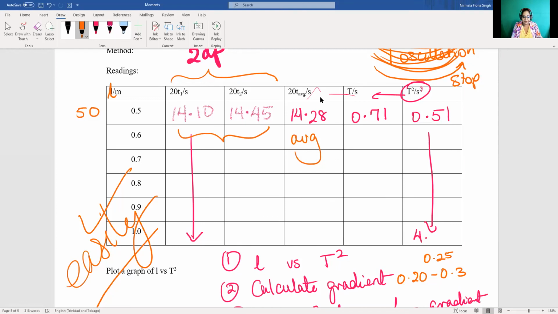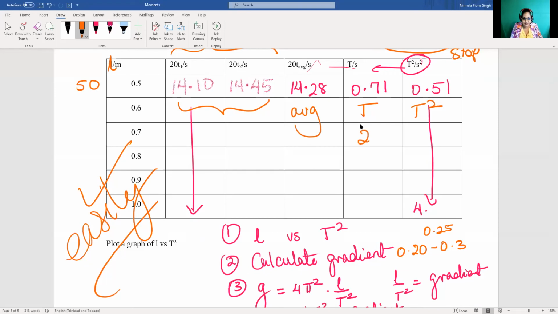Then we're going to find T. How did we find T? We divided by 20. And then we're going to find T squared. So you're going to be squaring whatever you get in the T column. So an example, if T was 2, squaring it, you're going to get 4. All right, very simple. Then you are plotting a graph of L versus T squared.